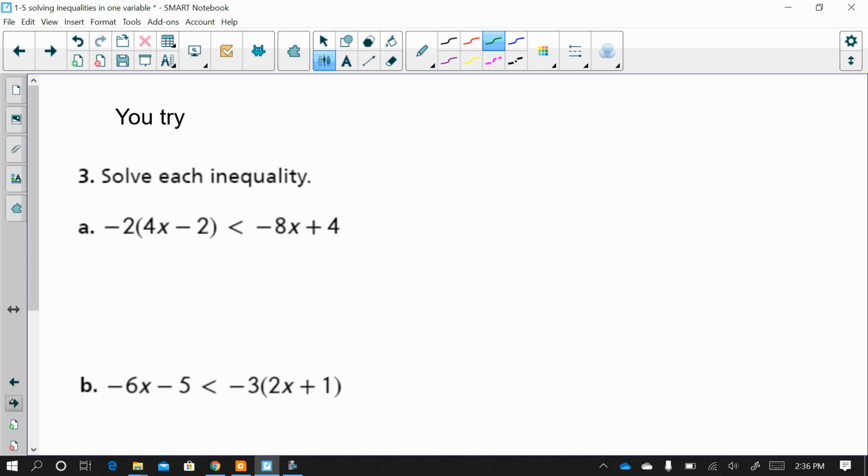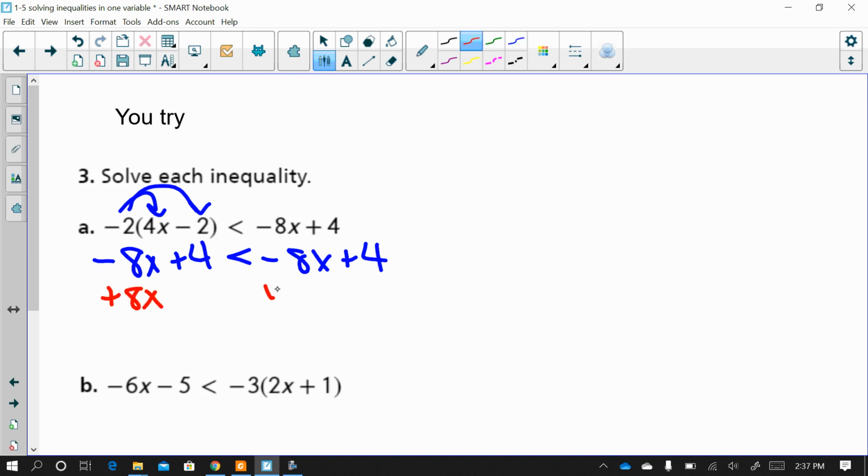Okay, your turn. Solve each inequality. Please make sure you pause the video and try these. Okay, letter A, I'm going to go ahead and distribute. So I get negative 8x plus 4 less than negative 8x plus 4. I don't like these 8x's, so let's get rid of them. Oh, those cancel. 4 is less than 4.